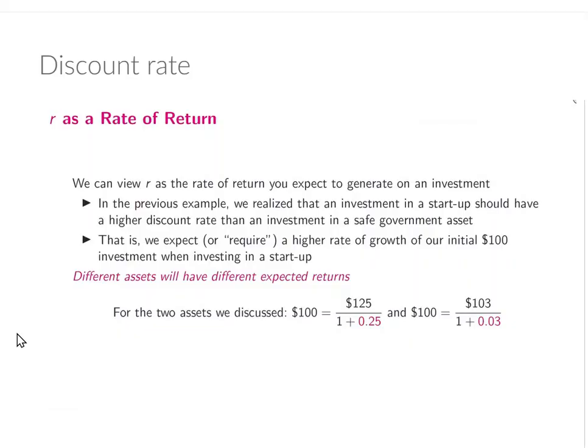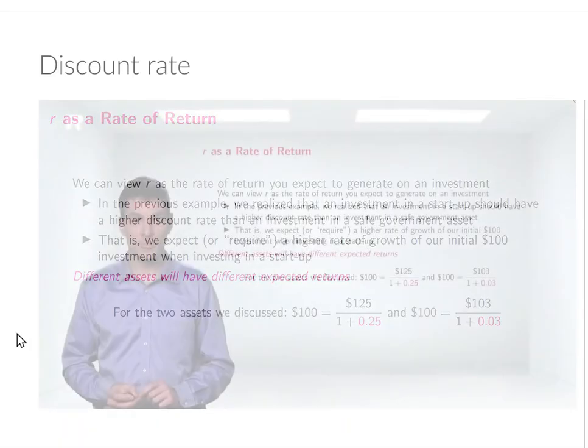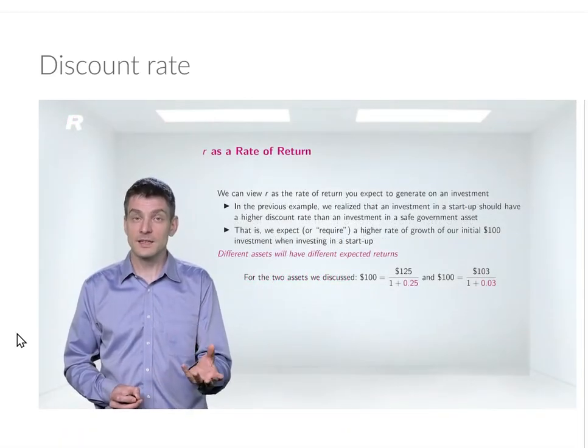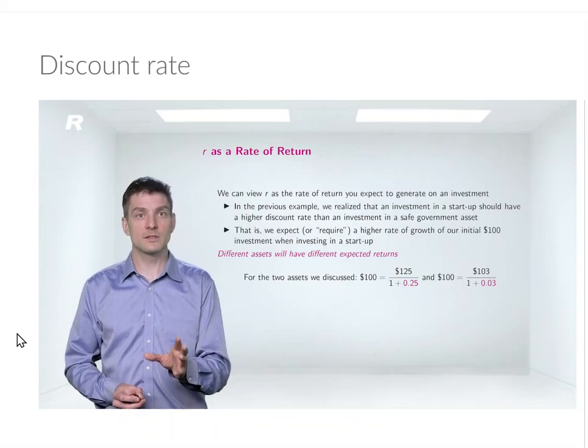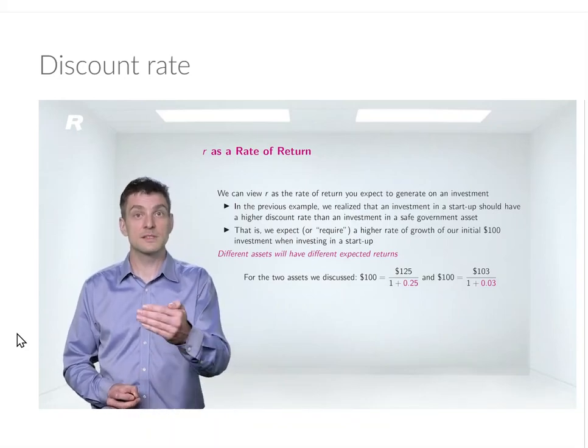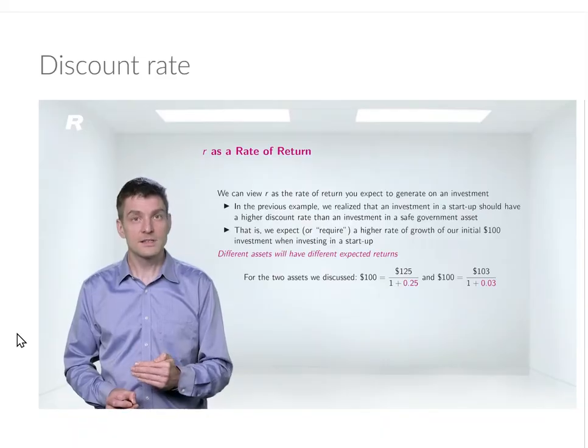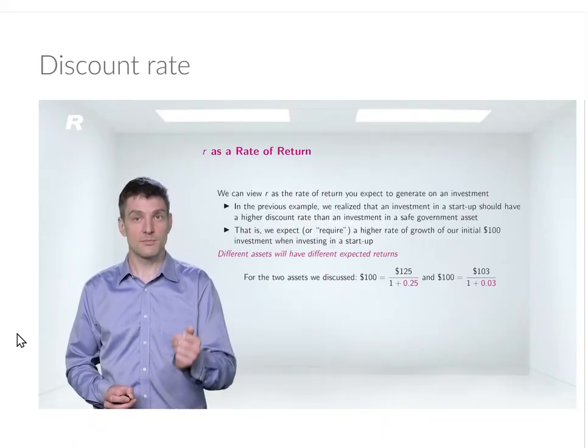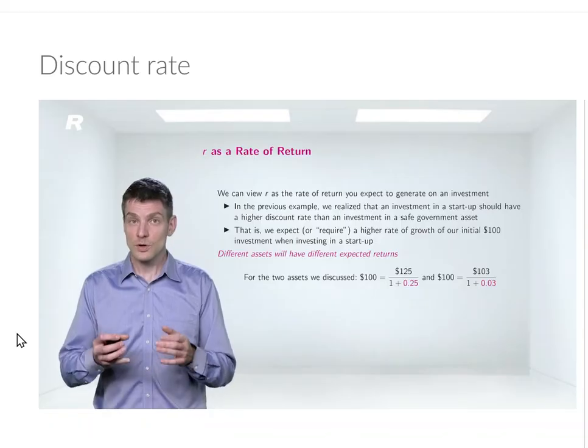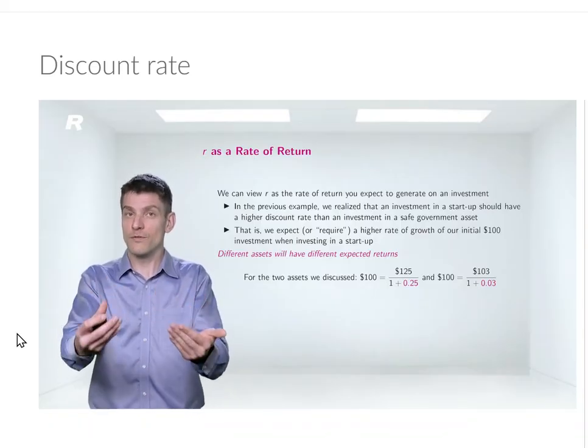The second one is going to be somewhat similar in spirit to what we just discussed, but it's one that people nonetheless often talk about as a distinct interpretation. And this interpretation is the rate of growth or expected return on the money that we invest. And so with the example that we just did, we realized that a safe Government of Canada investment should give us a 3% rate of growth, and a riskier startup should give us a 25% rate of growth. So different rates of growth of capital.